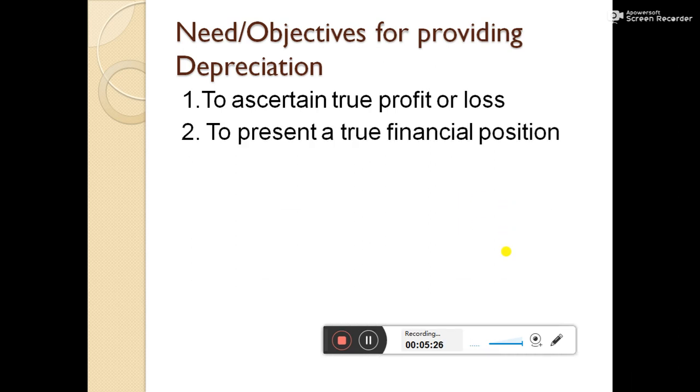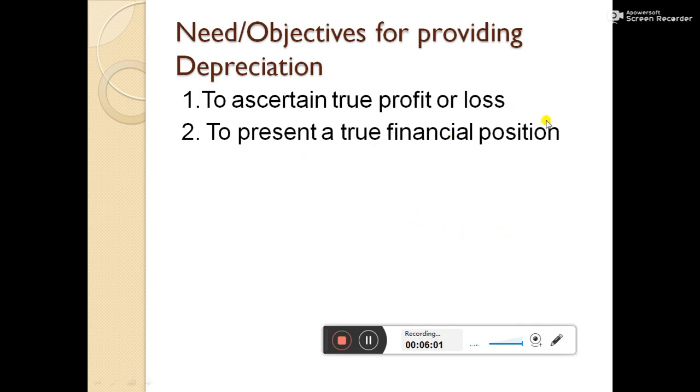The next need or objective for providing depreciation is to present a true financial position. A balance sheet is supposed to exhibit a true and fair financial position of the concern. That means the fixed assets must be shown at their proper value to the business as a going concern. True value will be the cost less the amount that is lost by way of wear and tear, that is depreciation on account of use of the asset in the period.